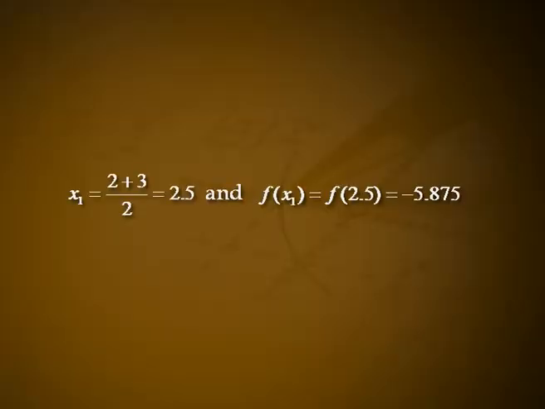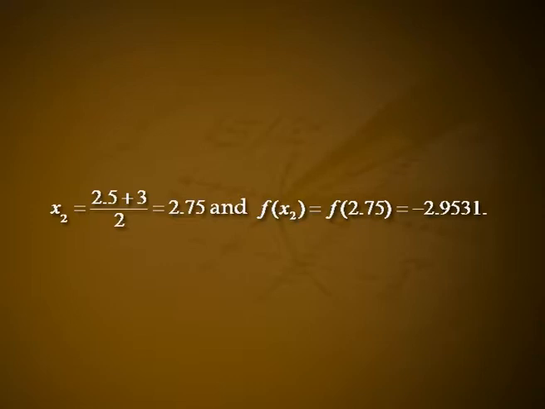Since f of 2 into f of 3 is less than 0, a root lies between 2 and 3, then x1 equals (2 plus 3) by 2, that is 2.5, and f of x1 equals f of 2.5, that is equal to minus 5.875. Step 3. Since f of 2 into f of 2.5 is greater than 0, a root lies between 2.5 and 3, then x2 equals (2.5 plus 3) divided by 2, that is 2.75, and f of x2 equals f of 2.75, that is minus 2.9531.